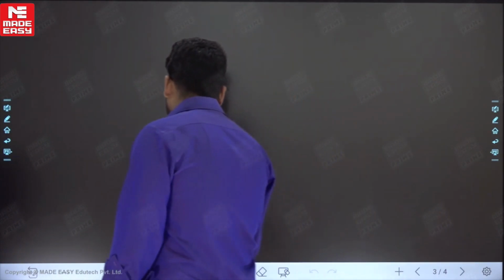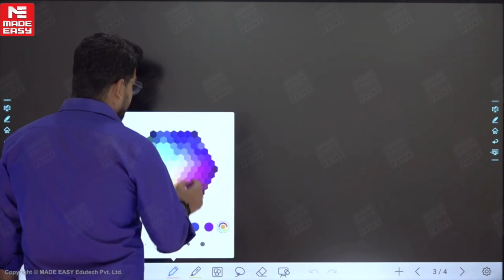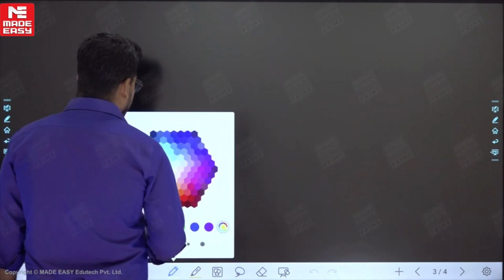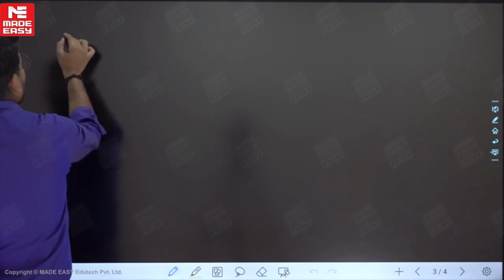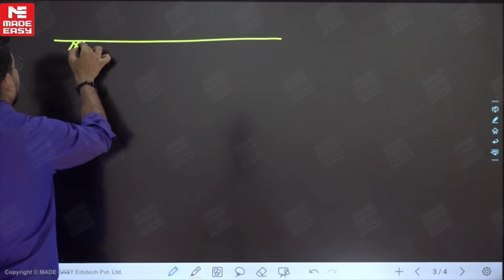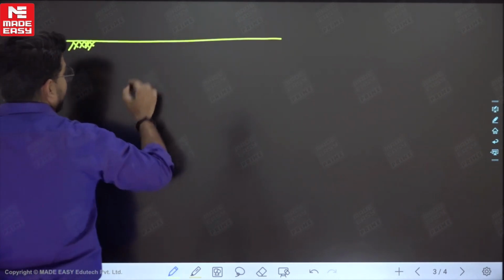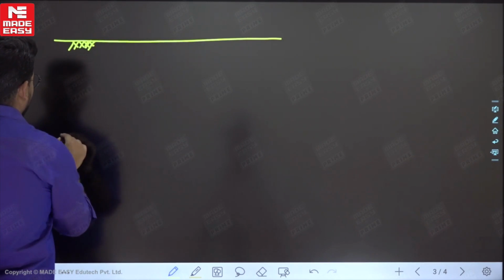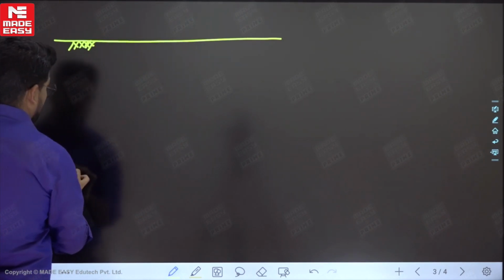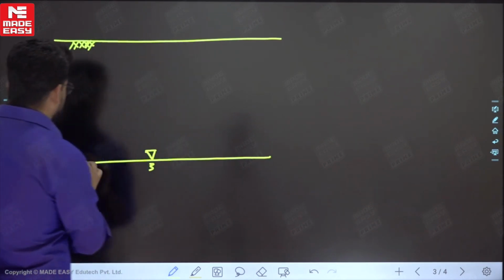Suppose we discuss the soil water first in the soil mass. Point to be noted, there are different types of soil water. First is free water, second adsorbed water, third capillary water, and fourth structure water. Now suppose this is the ground level, and below the ground level there is the groundwater table, some depth below. This is the free water surface level.